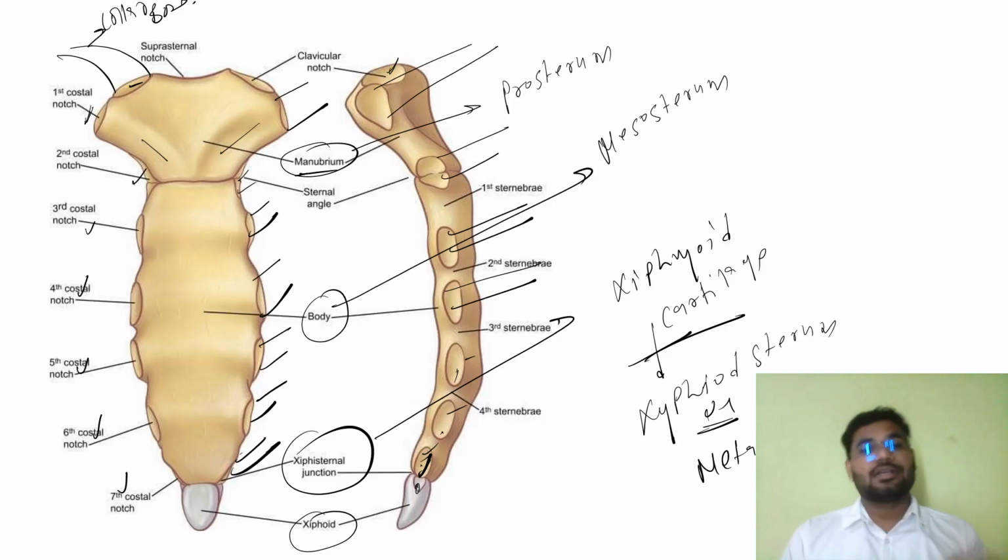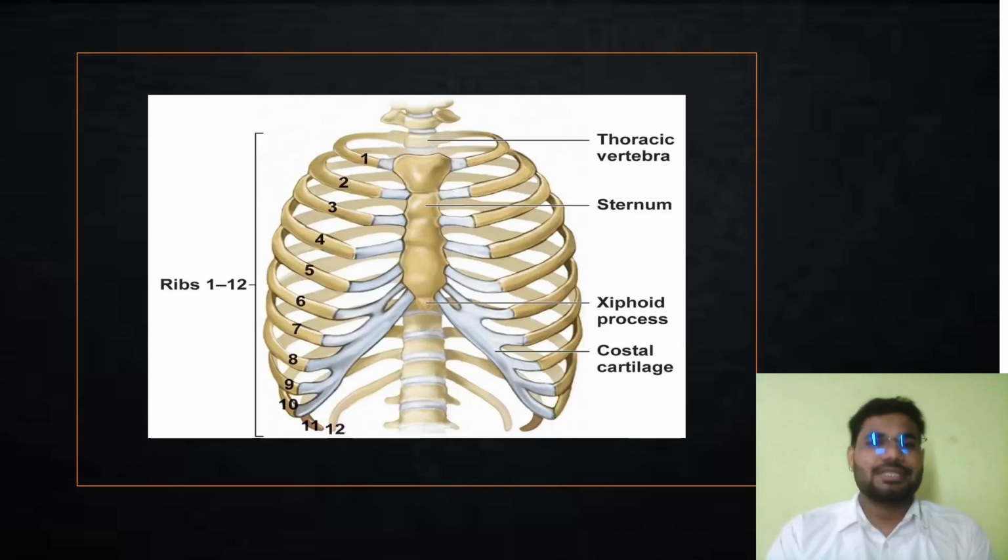and what it does. It helps in the articulation of the ribs on the front side. Now in the next video, let us talk about the ribs and the rib cage. We will understand the rib structure also. So this we will take in the next class.